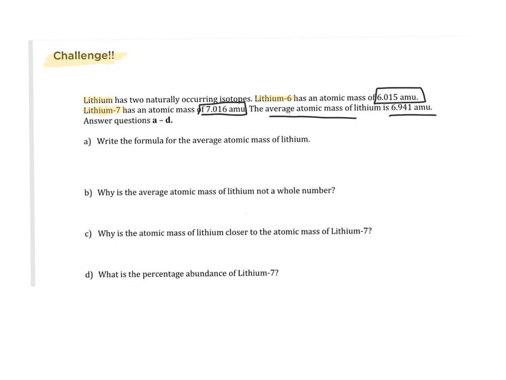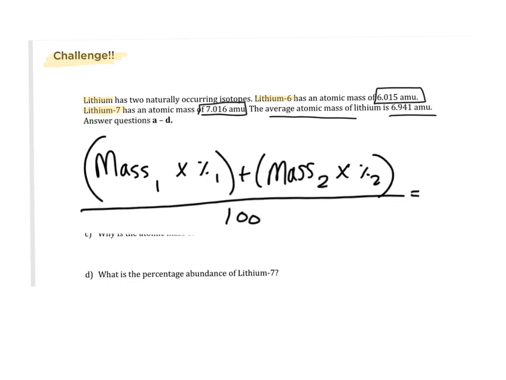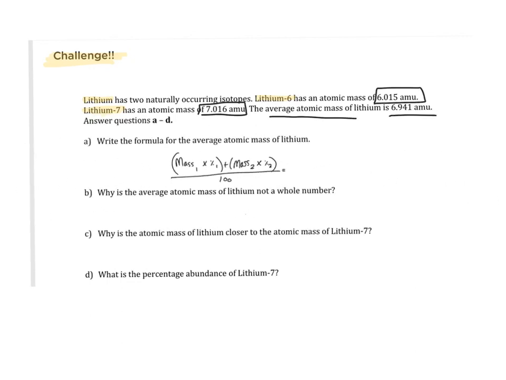Write the formula for the average atomic mass of lithium. That's easy. They want you to find the formula. How are you going to find the formula? Mass 1 times percent 1 plus mass 2 times percent 2 over 100 equals the average atomic mass.